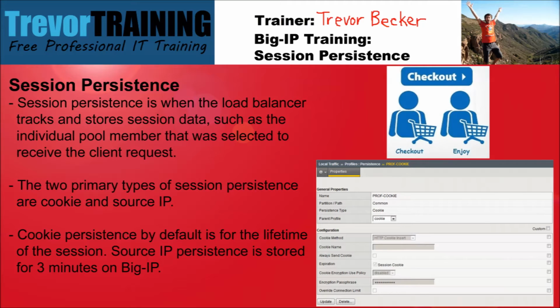The two primary types of session persistence are cookie persistence and source IP persistence. When using cookie persistence, an HTTP cookie is created, inserted into an HTTP response header, and then stored on the client's computer to allow them to reconnect to the same pool member they were originally load balanced to when they first visited the website. Cookie persistence is useful when only one client requires persistence.